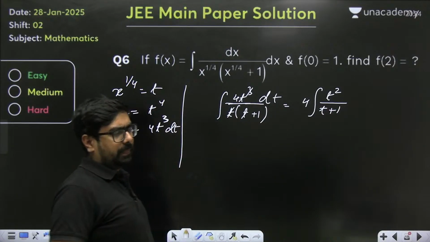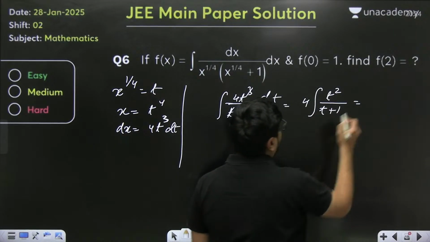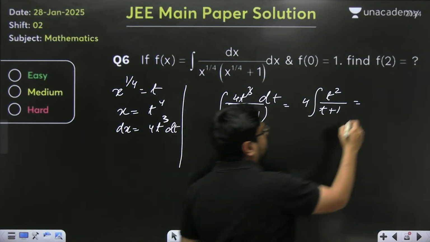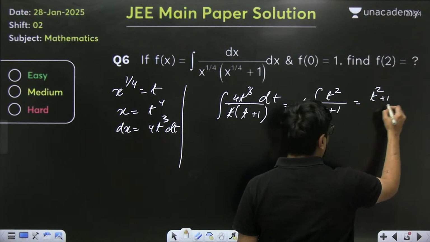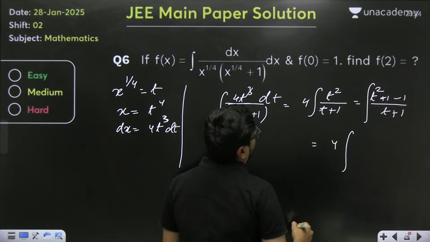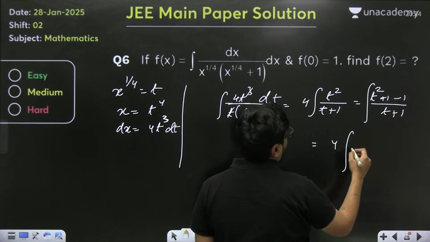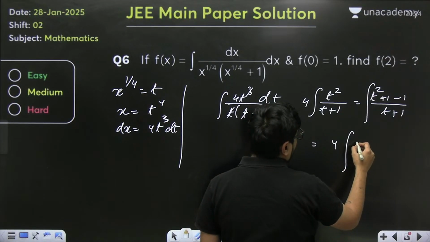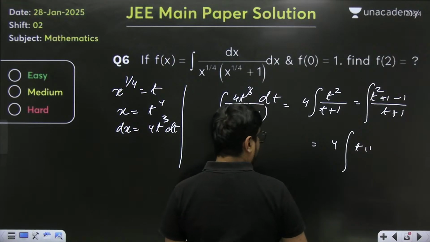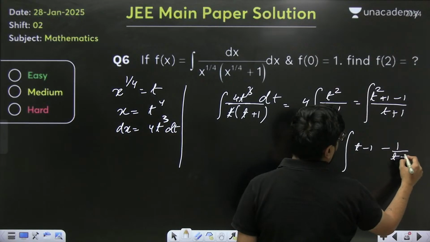Any direct way of doing this? I don't think so. How can you move ahead with this? I think plus 1 and minus 1 you'll have to create. So t square plus 1 minus 1 upon t plus 1. So it will be 4 times t square plus 1, so that will give us t plus 1 upon, t minus 1 will come here, minus 1 upon t plus 1, right?